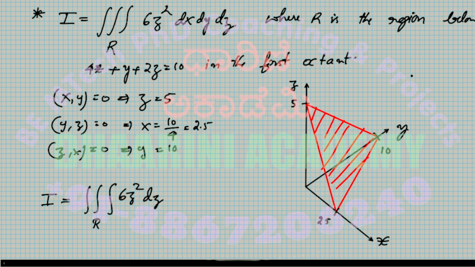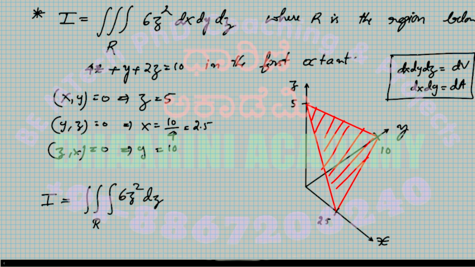If you have dx dy dz, this can be written as dv. It's a small volume: small change in x into small change in y, small length into small width into small height. So you have a small volume. Similarly, dx into dy, small length into small width, is equal to small area. Normally we follow this convention as well. In the question they can also mention this simply as dv.